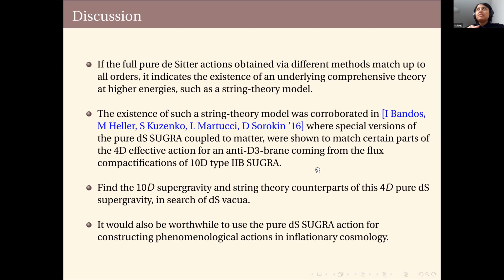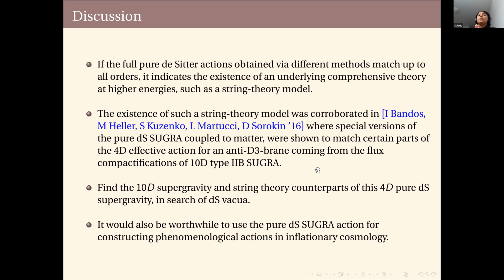And that type IIB supergravity theory is a KKLT-like model. And the anti-D3 brane is strongly confined at the bottom of a throat. It's in a very strongly constrained region. So it's interesting to know that it's possible that there is an underlying string theory model after all. And so it will be interesting to uplift this 4-dimensional theory to 10-dimensional supergravity, and eventually find the string theory counterparts, if there are any.